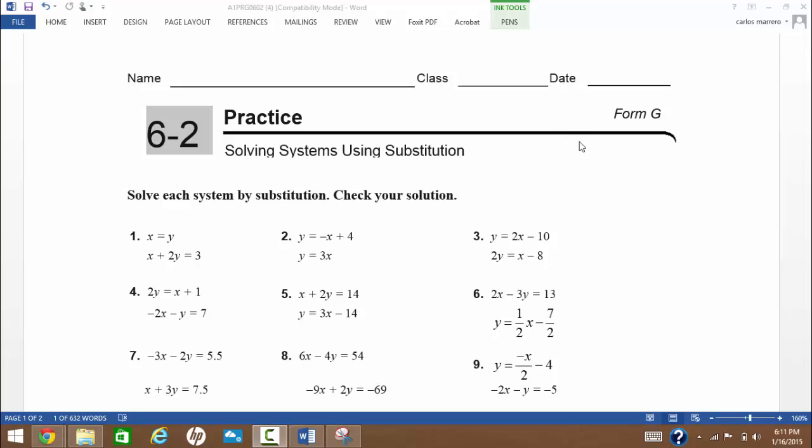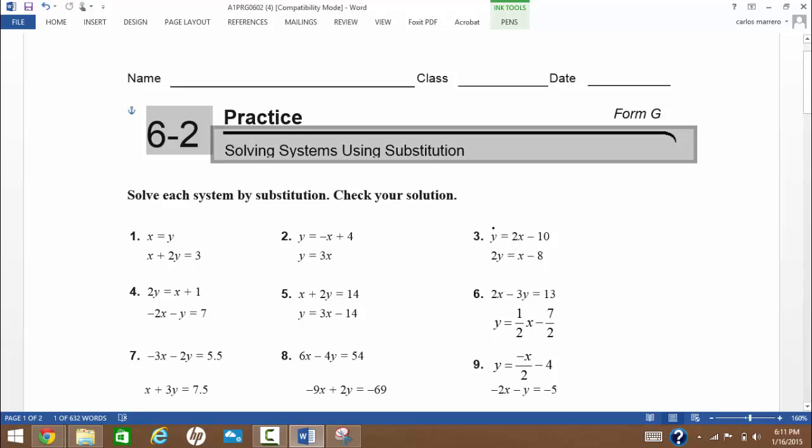Hi, Algebra I. Let's do another one. I have another question here, which is this one here. The system y equals 2x minus 10 and 2y equals x minus 8.